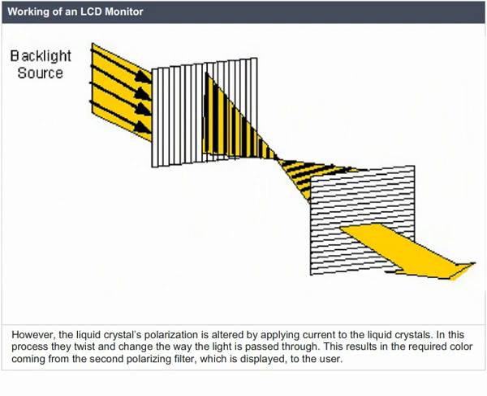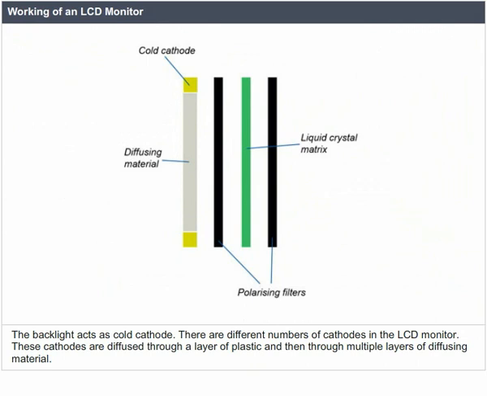The backlight acts as a cold cathode. There are different numbers of cathodes in the LCD monitor. These cathodes are diffused through a layer of plastic and then through multiple layers of diffusing material.